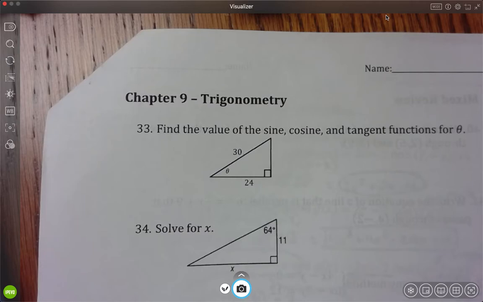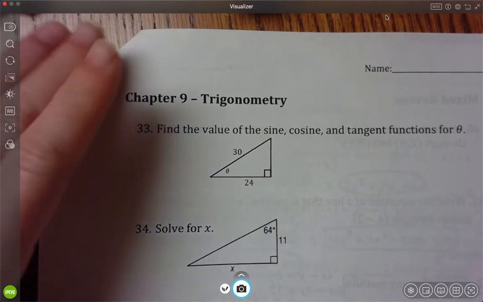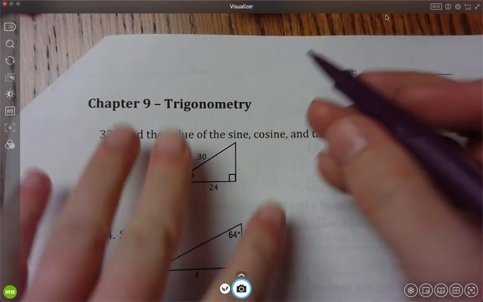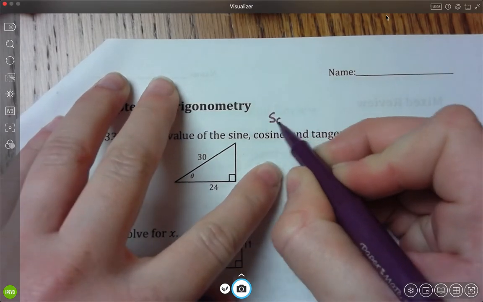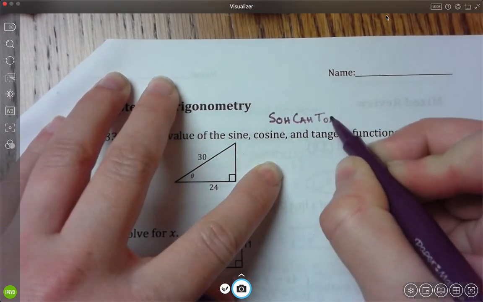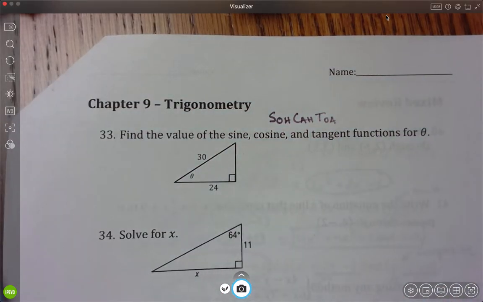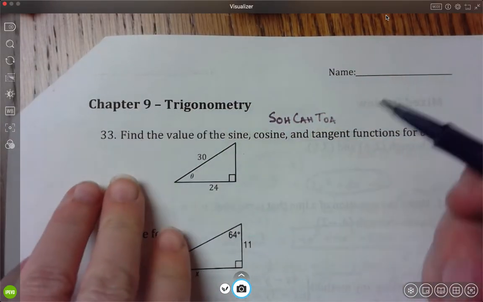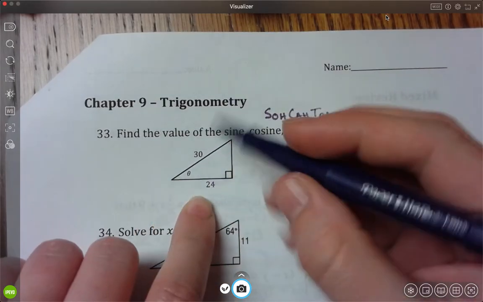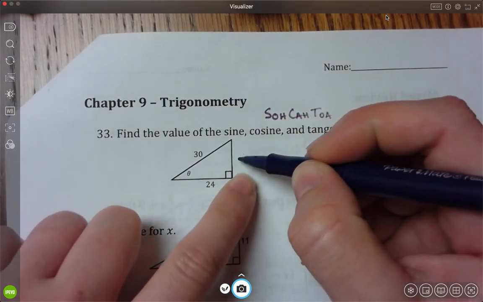But starting with trig, number 33 is find the value of sine, cosine, and tangent, okay? When we did sine, cosine, and tangent, we did SOHCAHTOA. SOHCAHTOA is like the mnemonic device that you use for trig functions of right triangles. And the thing that I need to figure out here is 30, 24. I don't know this other side right here.